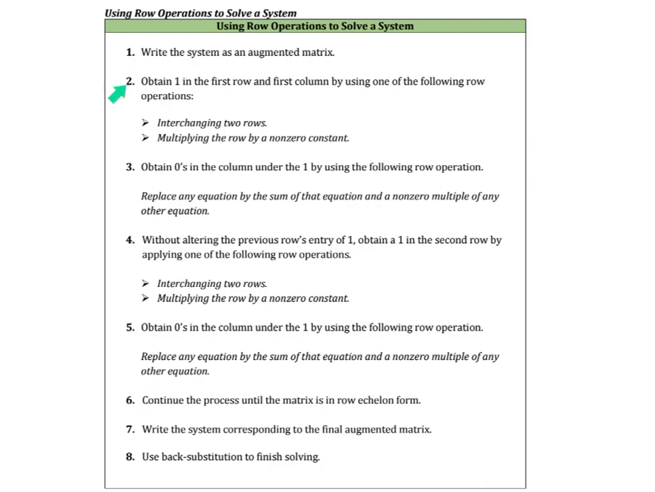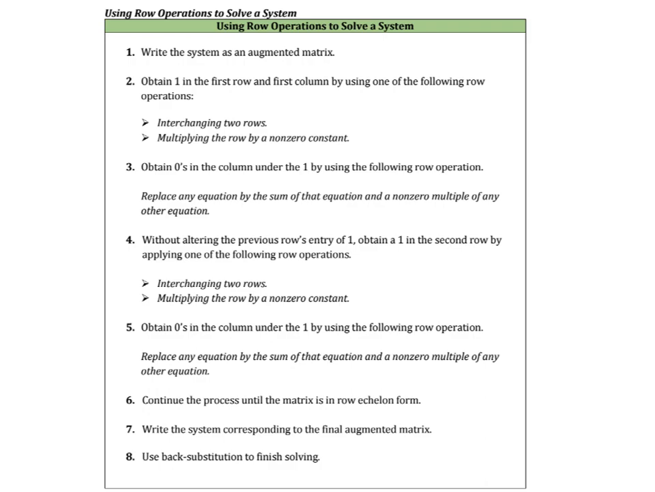Then once we obtain a 1 in a column, we're going to get zeros in the column also. So to get zeros below the 1, we are going to use that 1 by multiplying it by whatever it takes in order to eliminate the values below it. So we're going to replace the row, not necessarily the equation, but the row, by the sum of that row and a non-zero multiple of any other row.